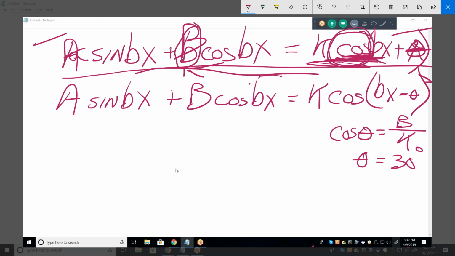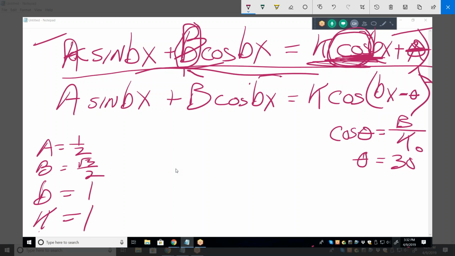Now, I believe we have everything, don't we? In other words, yes, we know A is... I've erased the one we were trying to find. A is one. Capital A is 1/2. Okay, and capital B is what? Root 3 over 2, and little b is 1, and capital K is 1, correct? Yes, sir.